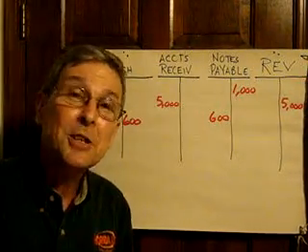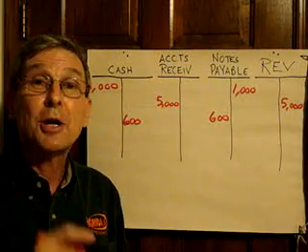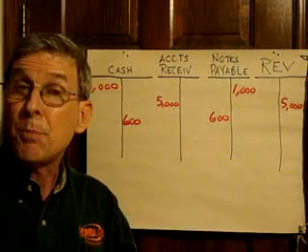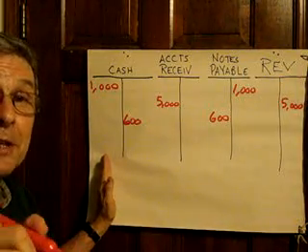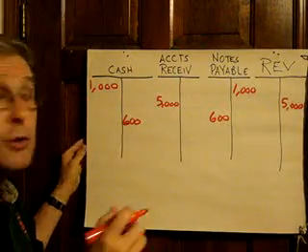Okay. Now, let's say the next day I get a check in the mail from one of my customers for $2,000. I deposit it into the bank. So my cash account goes up. When an asset goes up, that's a debit. I'm going to debit cash for $2,000.